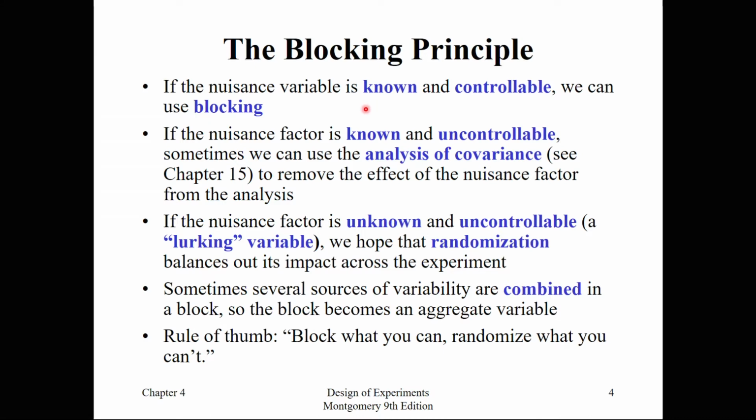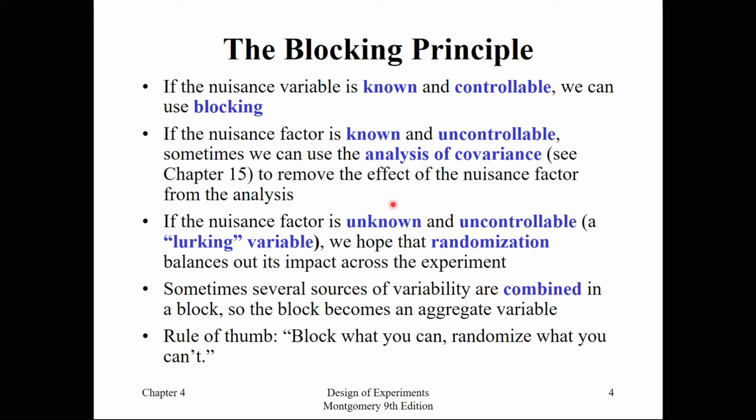All right, so if the nuisance factor is known and uncontrollable, sometimes we use the analysis of covariance. So this is a nuisance factor, uncontrollable. Typically it's numeric, continuous, though sometimes it's categorical, and then we use the analysis of covariance to account for that covariate, that uncontrollable nuisance factor. But if it's known and controllable, typically we use blocking.